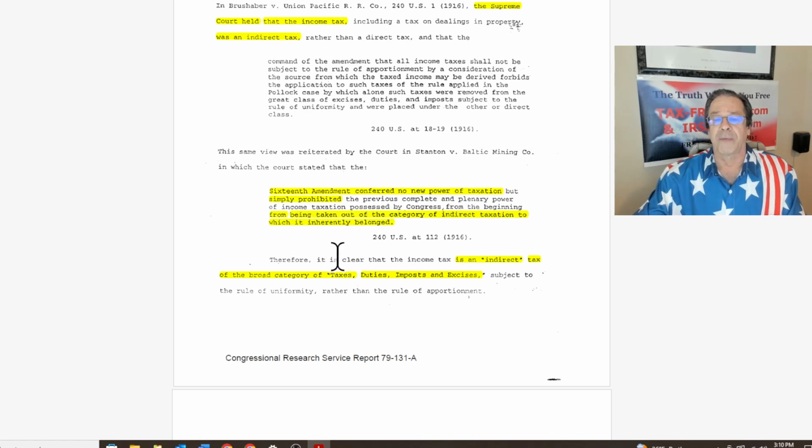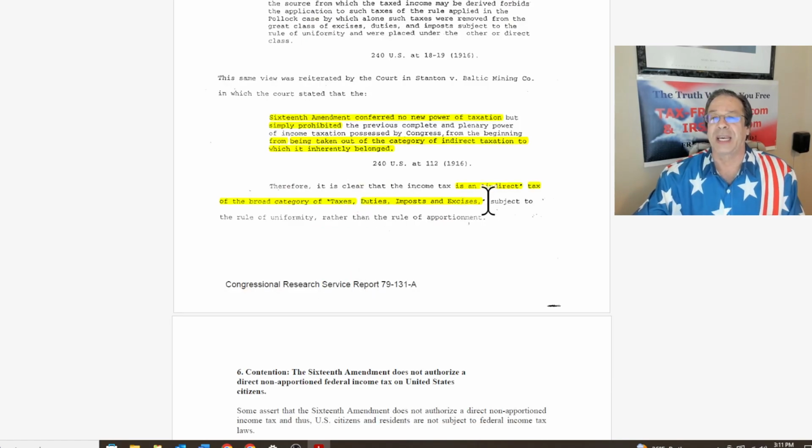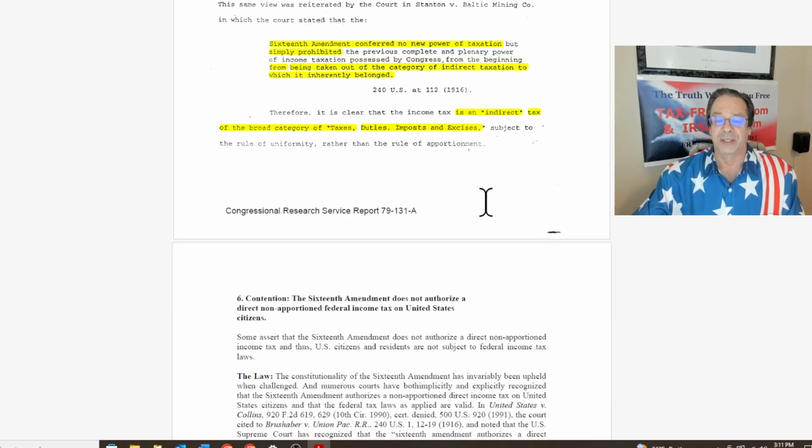And he concludes, therefore, it is clear that the income tax is an indirect tax of the broad category taxes, duties, imposts, and excises. He tries to pretend like taxes is the fourth category. It's not. Taxes, duties, imposts, and excises. That's all there is. There is no fourth undefined category. That doesn't exist. There is no vague defined fourth. That's the quotes from the language, but they're talking about taxes, and here's the list of the three that you get to do. Nothing else is defined.